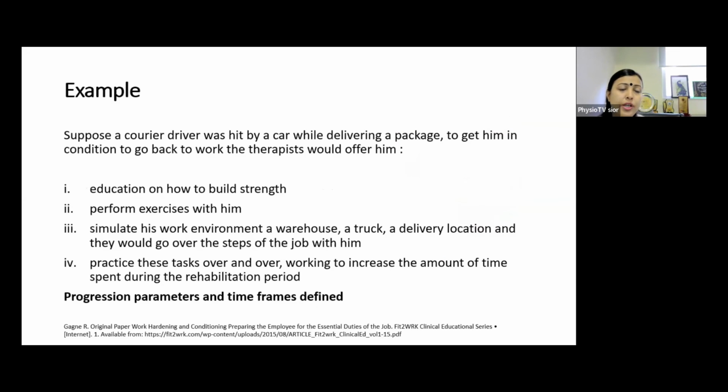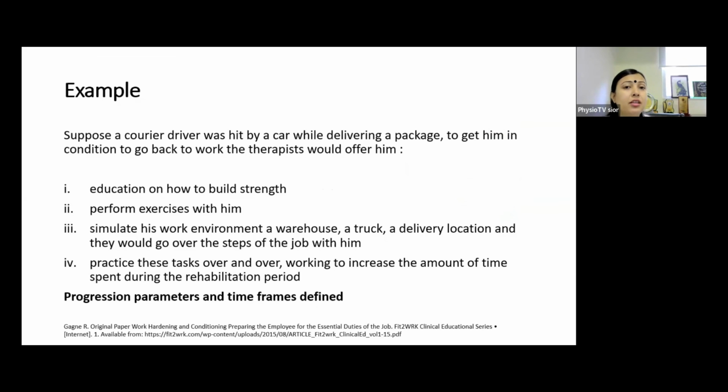So we'll just have a quick short example. Suppose a courier driver was hit by a car while delivering a package. To get him in condition to go back to work, the therapists would offer him an education on how to build up strength. And this education has to be done not just once, but time to time, and perform exercises with him, simulate his work environment, a warehouse, a truck, delivery location. They would go over the steps of the job with him. Practice these tasks over and over again, working to increase the amount of time spent during the rehab period.